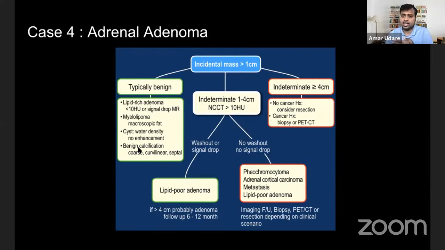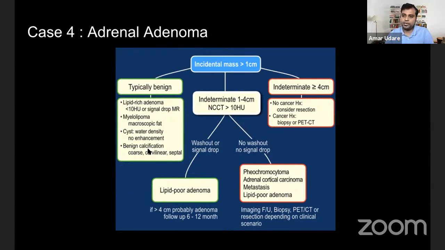If it's just a water density lesion and homogeneous, then it would be an adrenal cyst. If you see coarse or curvilinear calcifications, then you start thinking of benign pathologies again. If the lesion is more than 4 centimeter, it's worrisome. If there's no cancer history, consider biopsy, or you can do a PET CT just to see the HU value, the SUV value for that.